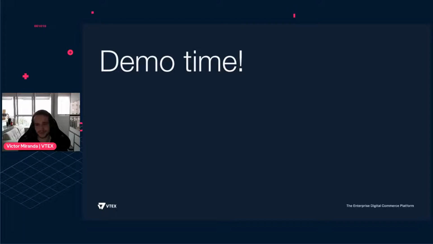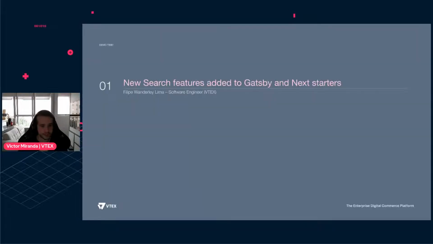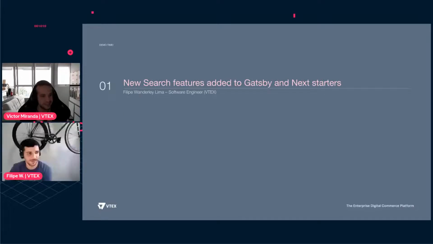All right, this is one of my favorite sections, if not the favorite section. And this is also the final section, and it's demo time. Today we actually have a demo, and it's about new features being added to our starters. The title is new search features added to Gatsby and Next starters. And Felipe is here to present and tell us a bit more about what is happening. This is kind of a sneak peek, right? Yeah, exactly, Victor. Hi, everyone.